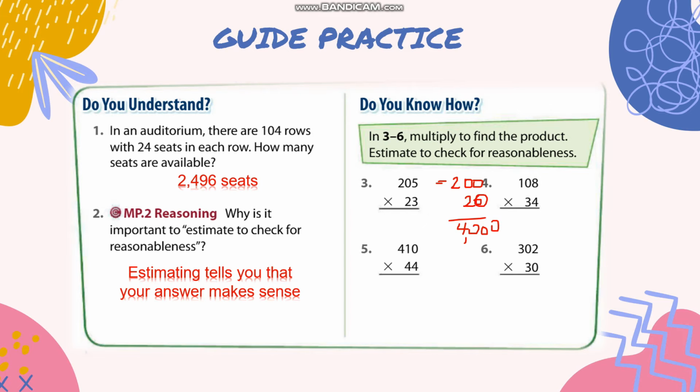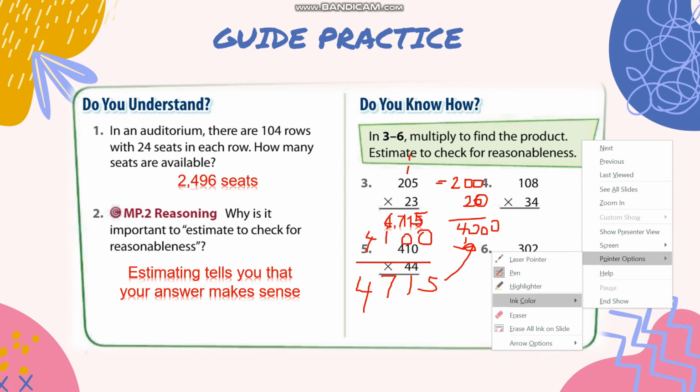Now, let's multiply. 3 times 5 is 15 using the standard algorithm, regroup 1. 3 times 0 is 0 plus 1 is 1. 3 times 2 is 6. Then we need to add 0. 2 times 5 is 10, 0 regroup 1. 2 times 0 is 0 plus 1 is 1. 2 times 2 is 4. So this becomes 5, 1, 7, and 4. So the answer is 4,715, which is nearest to 4,000. So my answer is reasonable.